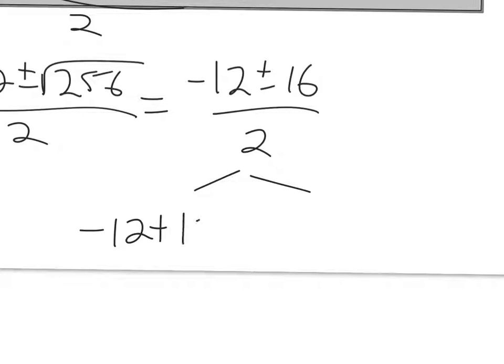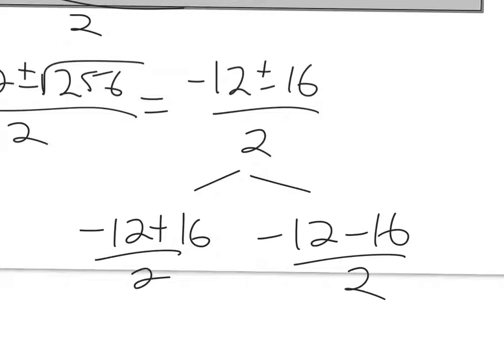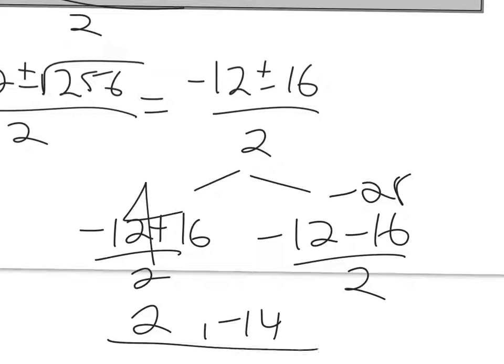Negative 12 plus 16 over 2, negative 12 minus 16 over 2. So once again, x squared, you always got two versions. This is going to be 4 over 2, so this is 2. Negative 12 minus 16, that's going to give me negative 28 over 2, so negative 14. So my solutions there are going to be 2 and negative 14.